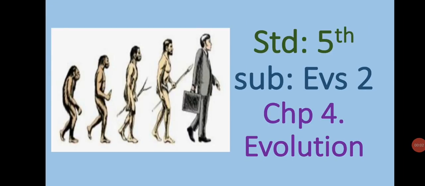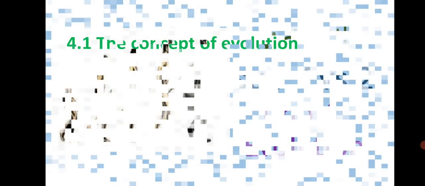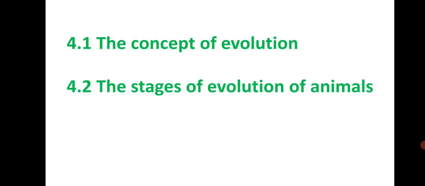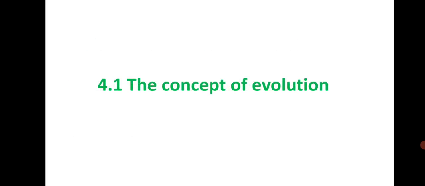Standard 5th, Subject EVS 2, Chapter 4, Evolution. Dear students, in the previous chapter you learned about life on Earth. Now in this chapter you will learn about evolution. In this, the first point is the concept of evolution. Second, the stages of evolution of animals. And third, apes. So let's begin with the first one, that is the concept of evolution.